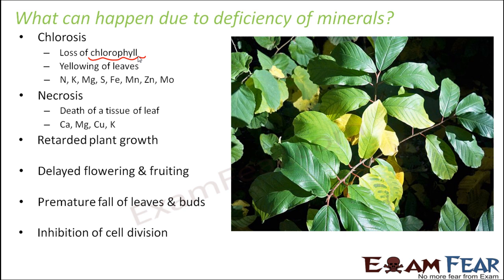Retarded plant growth: there are many elements which help with plant growth, for example nitrogen, phosphorus, sulfur. If they are not there, plant growth will be reduced. Delayed flowering and fruiting: many elements participate in formation of flowers and fruits, like nitrogen, sulfur, molybdenum. If they are not there, flowering and fruiting will be delayed. Premature fall of leaves and buds: the leaves fall off before the desired time. This happens due to deficiency of magnesium.